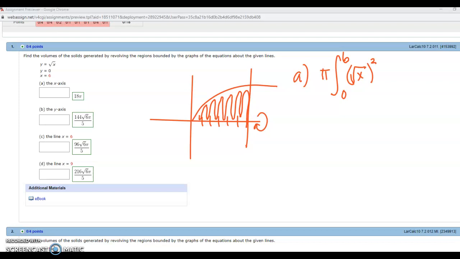And squaring it. Why am I squaring it? Because pi r squared is a rotation. dx. So this one actually is a whole number because what happens when you square the square root? So it's x squared over 2, from 0 to 6.